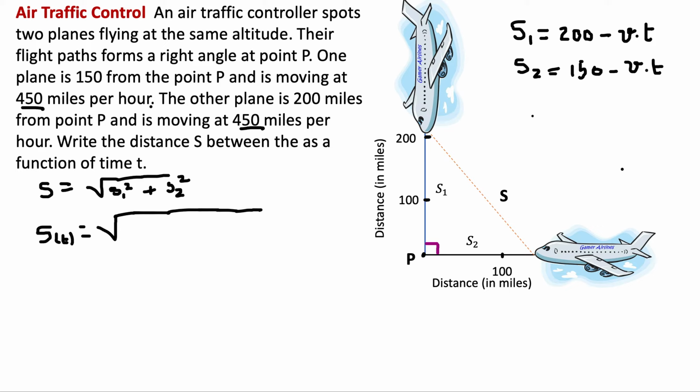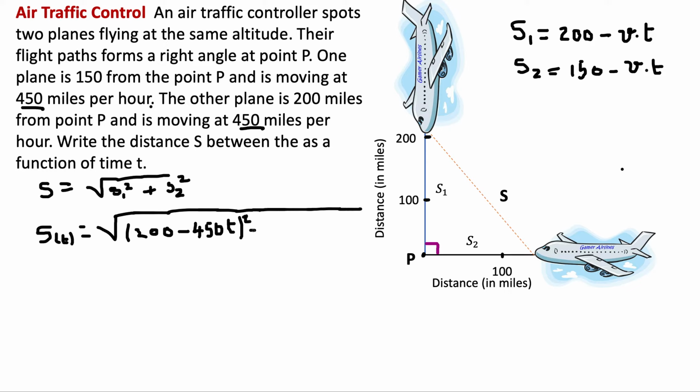Instead of s1, I'm plugging in the value. What is s1? It is 200 minus, but now instead of v, I am plugging in the velocity of the first plane, which is 450 miles per hour, 450 times t. So s1 is expressed in terms of t, and this is squared.